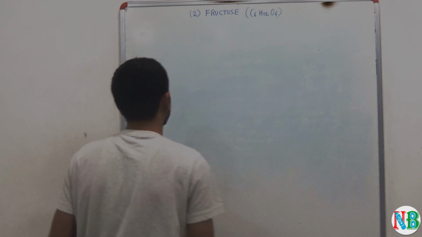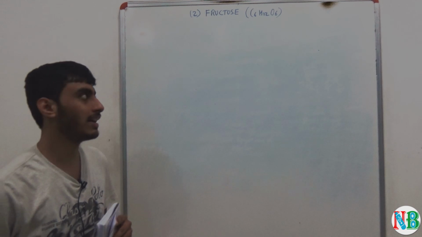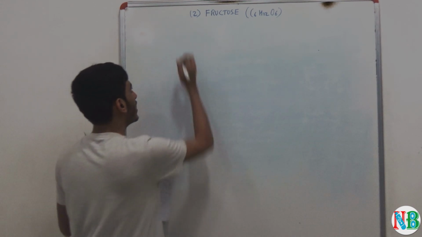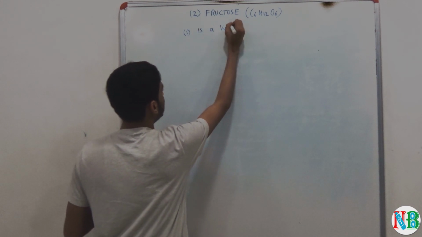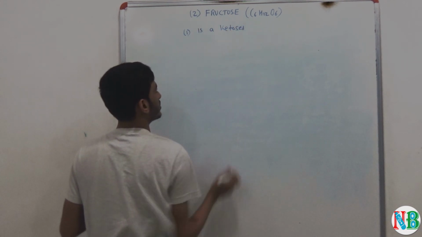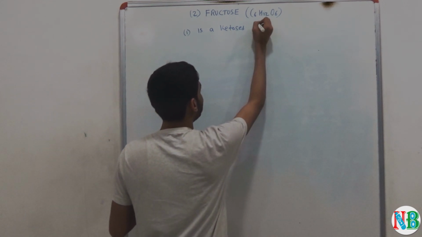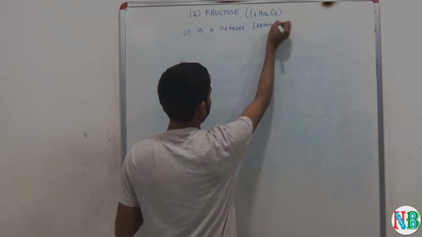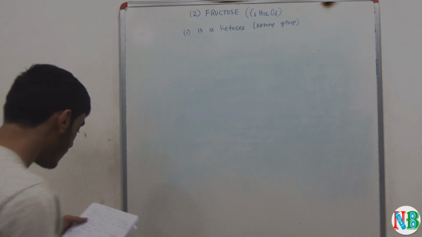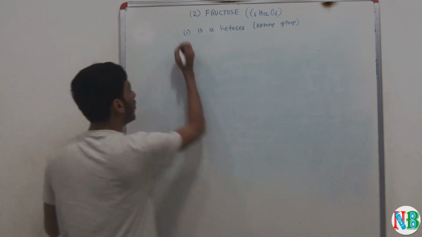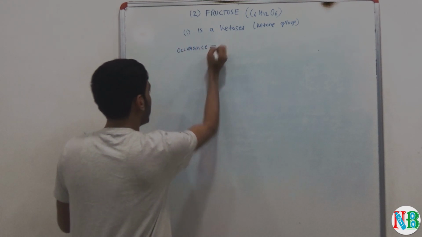In the case of glucose, we saw that glucose has an aldehyde in it. Fructose is a ketose. It means that fructose has a ketone in it. Occurrence. How are they found? How to make them? Occurrence.